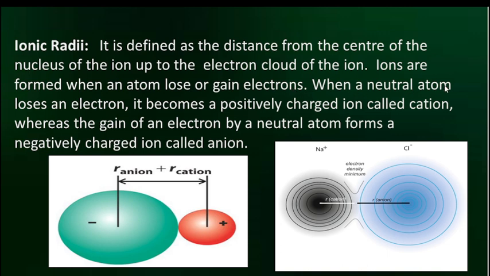When a neutral atom loses an electron, it becomes a positively charged ion called a cation. This is an anion, a negatively charged ion, whereas the gain of an electron by a neutral atom forms a negatively charged ion called an anion.